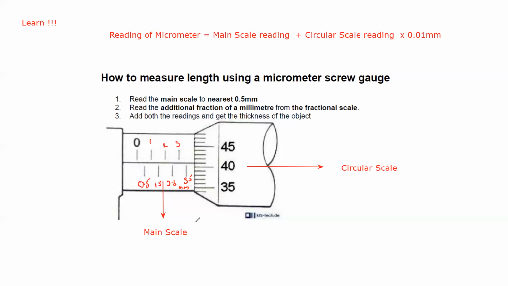So what is the main scale reading here? How do we work out the main scale reading? The main scale reading is the last point which is visible. So what is the last value on the main scale which is visible to you easily? The last value on the main scale which is visible to us is 3.5. So the main scale reading is 3.5 millimeter.